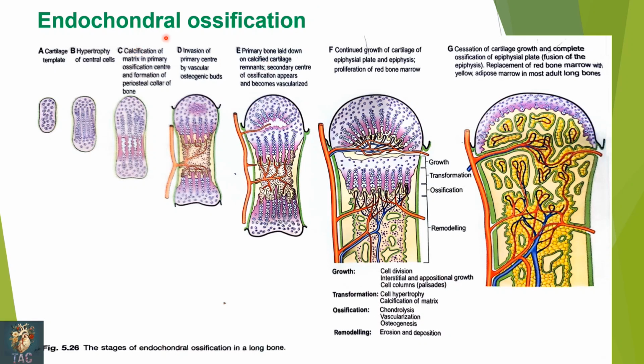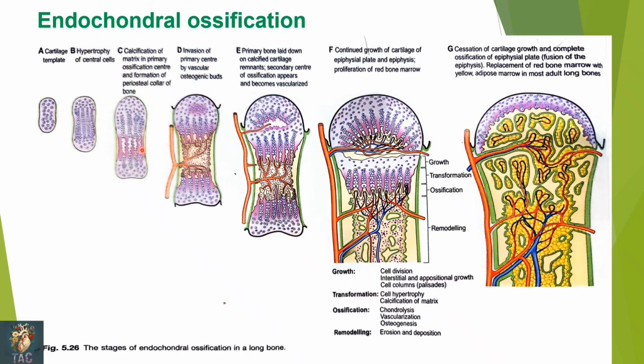Next is the endochondral ossification. Endochondral is different from the intramembranous in a sense that in case of endochondral, first a cartilage model will be formed. So here you can see a cartilage template or model is formed. After formation of the cartilage model, cells in the center of the cartilage hypertrophy and they form the chondroblast.